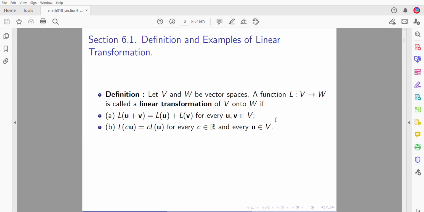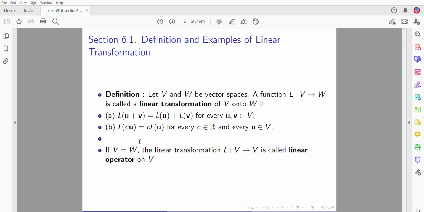Second condition, L of c times u. This is scalar multiplication. The scalar comes out. That means L respects scalar multiplication. This happens for every real number c and every vector u. If V and W are equal, that is L goes from V to V, it is called a linear operator on V.